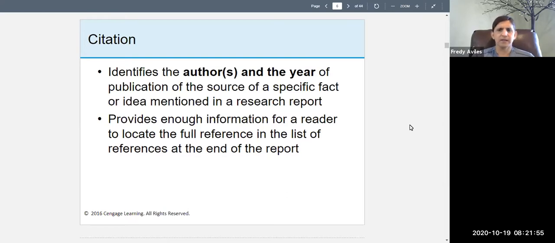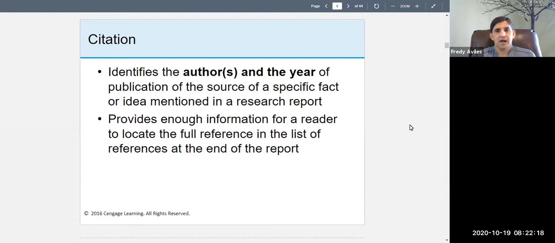Anything that's a fact, or something that was shown in research. Let's say you write something like, research shows that 12% of females are depressed. Somebody did that research. Somebody showed that. You need to give credit to the author. That's not your own study.